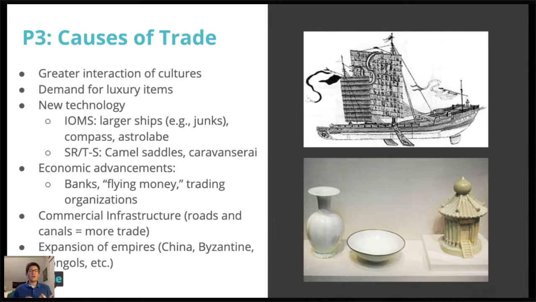The invention and the improvements upon the compass and the astrolabe, they're used in the Indian Ocean before Europeans used them to sail across the Atlantic. So these new technologies make trade and travel much easier. On the Silk Roads and in the Trans-Saharan network, that looked like camel saddles, or the development of caravanserai, which were these kind of like camel motels, right? These rest areas where people could trade and do business, and then rest for a set number of days, pay a fee, and then continue on their caravan with what could be dozens to hundreds of camels in tow, laden with luxury goods.